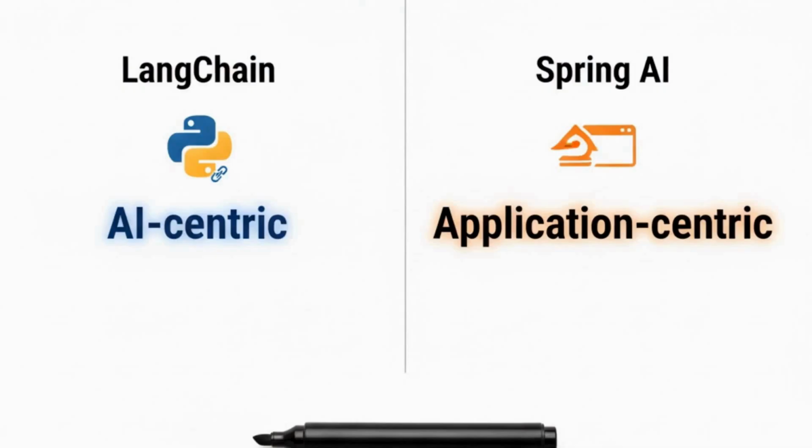This is the most important difference. LangChain starts with AI and builds the application around it. Spring AI starts with an application and adds AI as one part of the system. Neither approach is wrong, they solve different problems.